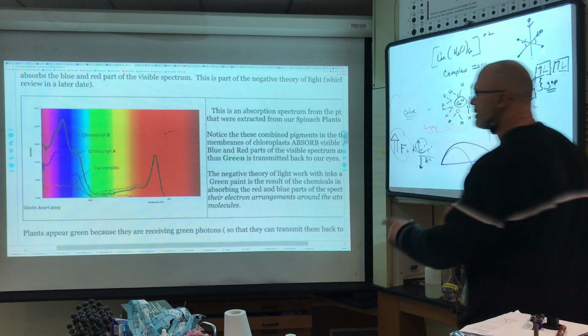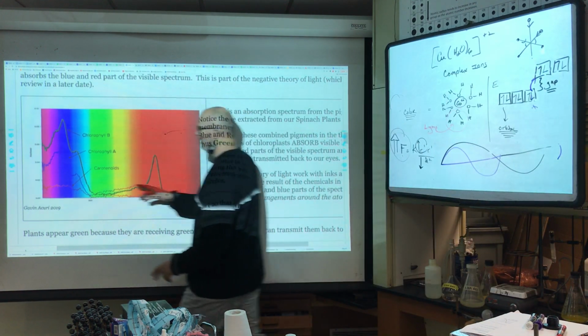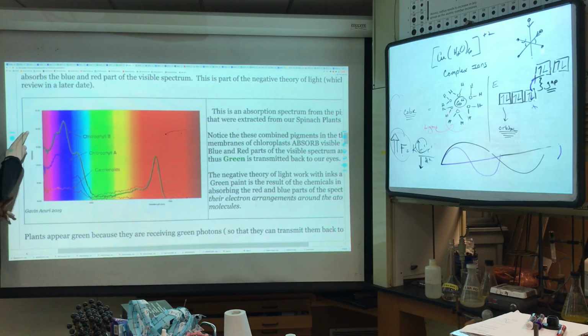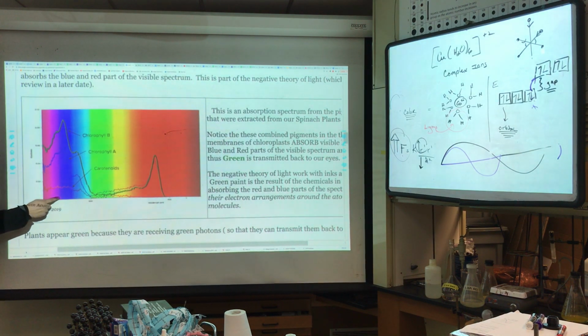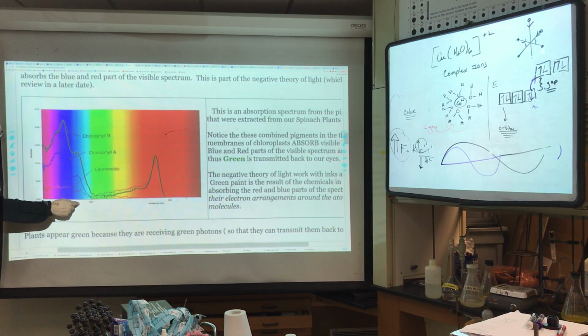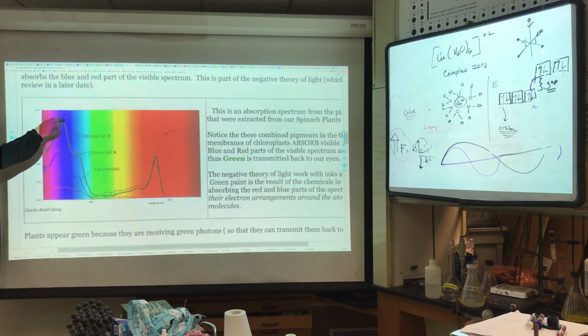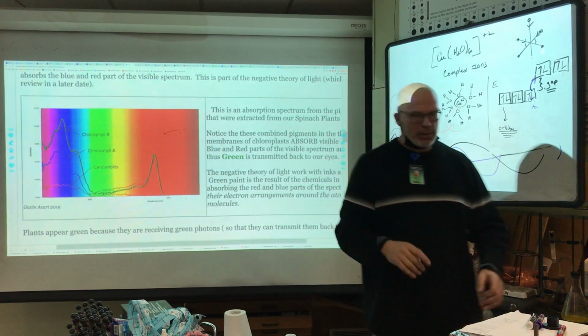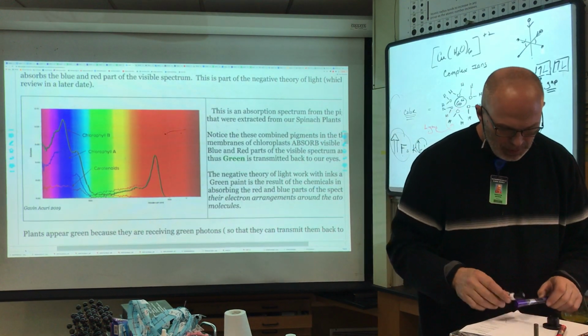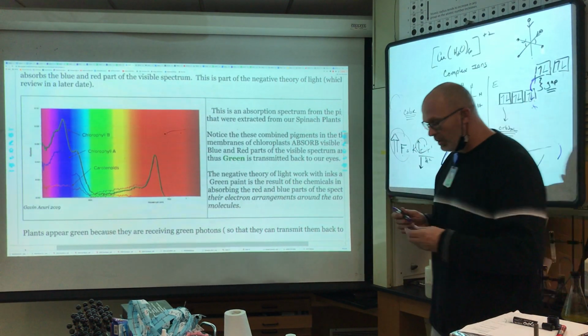Okay, this is absorbance. And so the chlorophyll was great at absorbing these wavelengths. So here's what we're going to do. We're going to take a spectrophotometer and put in the copper solution.